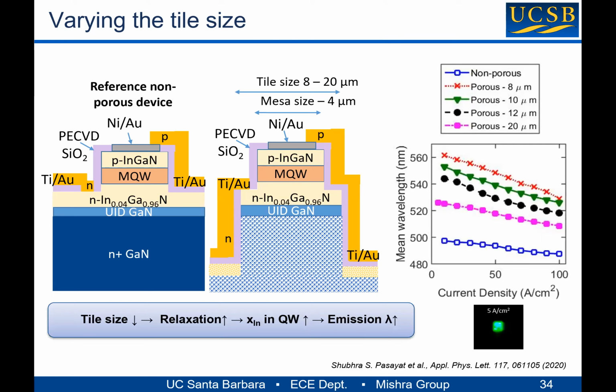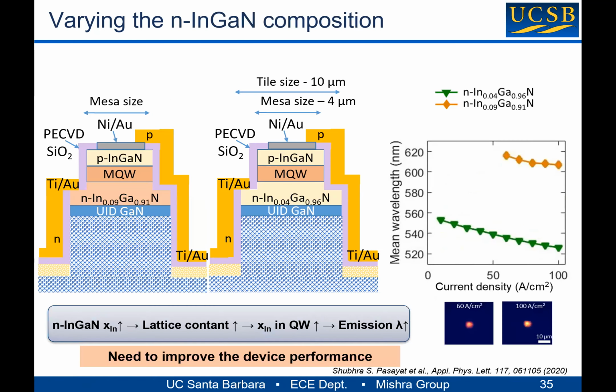If we take a look at the results, as expected, the non-porous device emitted at a much lower wavelength compared to all the porous devices. And among the porous devices also, there was a clear trend. This is peak wavelength of emission versus current density. At a certain current density, the smaller the size of the tile, the higher the relaxation and hence the higher the emission wavelength.